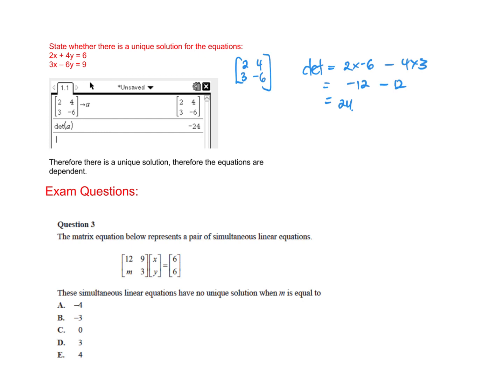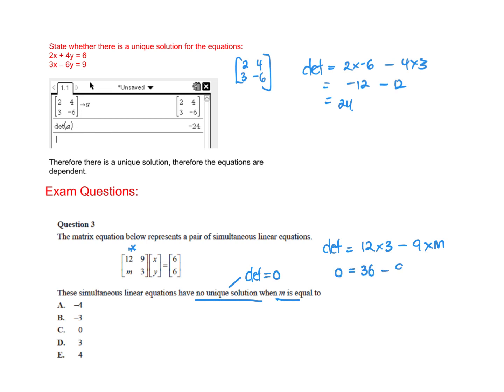Okay, so down here it says, question 3, the matrix equation below represents a pair of simultaneous equations. These simultaneous equations have no unique solution when m is equal to. So you know no unique solution means the determinant has to equal 0. Okay? So therefore, you could go and look at that matrix at the front, this one here, and we're going to work out its determinant. Its determinant would have been 12 times 3 minus 9 times m. Now, you know that has to equal 0.